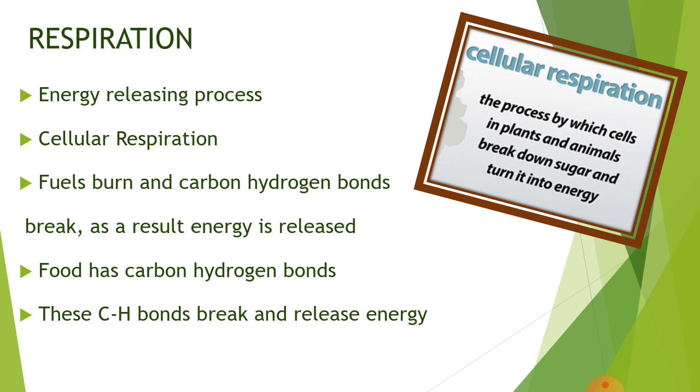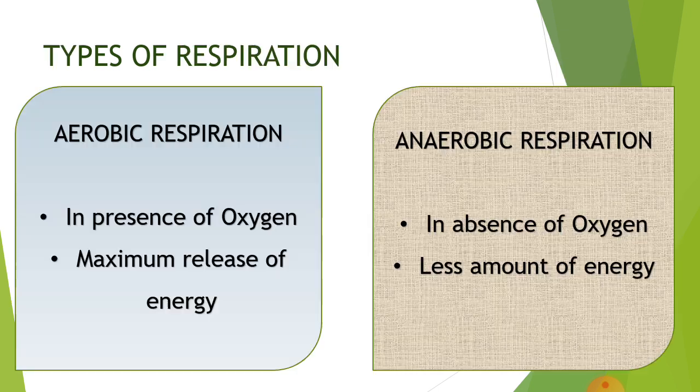So, CH bonds. Actually, they are chains of carbon and hydrogen bonds. Along with that, there are many different atoms also, like oxygen and nitrogen, but the two main atoms are carbon and hydrogen. So, what happens? They burn, they break, and release a lot of energy. That energy we use for our daily life activities, and our cells use it for performing their tasks. These CH bonds break and release energy. So, what is cellular respiration? It is a process by which cells in plants and animals break down sugar and turn it into energy.